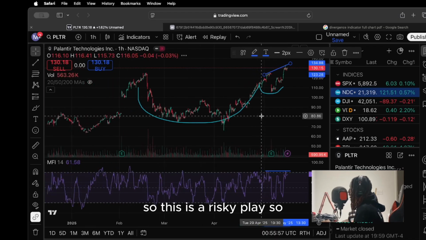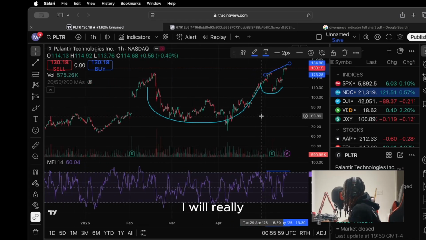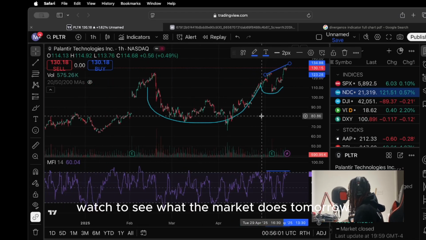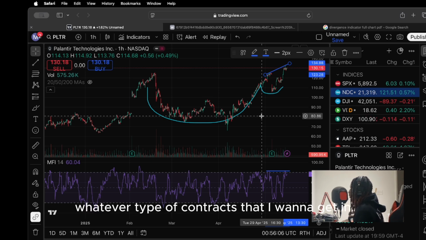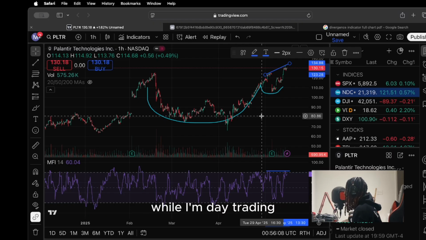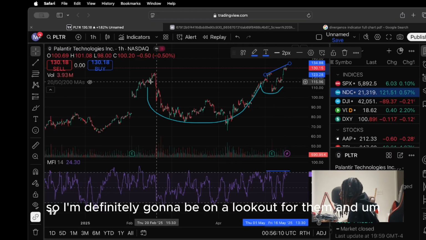So this is a risky play. I will really watch to see what the market does tomorrow before I make my entry points and make my decision of whatever type of contracts I want to get in while I'm day trading. So I'm definitely gonna be on a lookout for them.